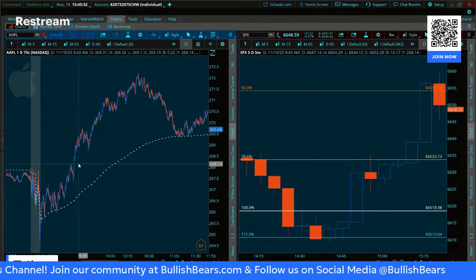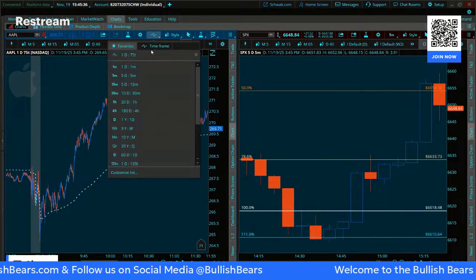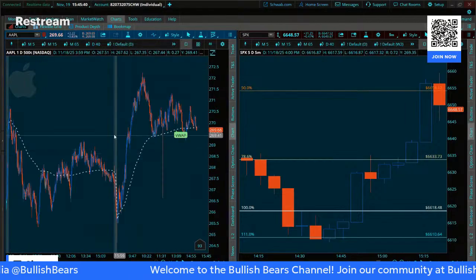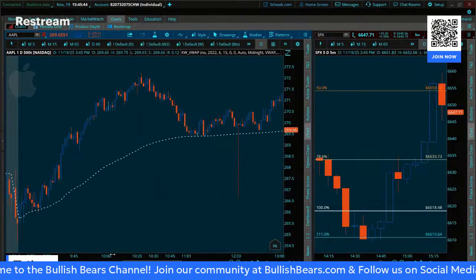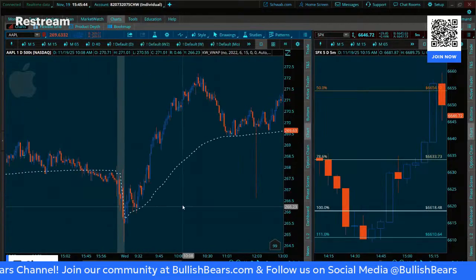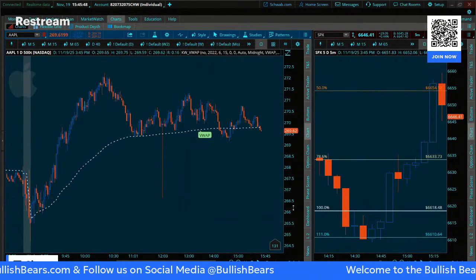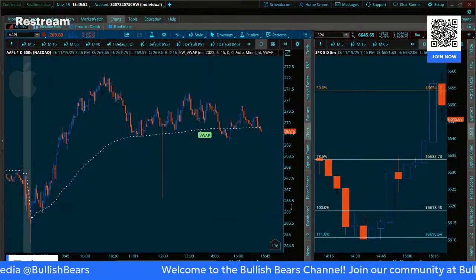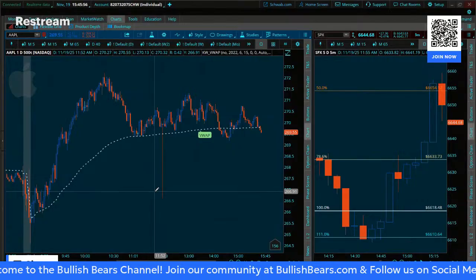So I went to Apple. 75 is way too small for Apple. So maybe a 500 tick. Yeah, that's not bad. I could live with it. Probably want to tweak it a little bit, but Apple looks good on a 500 tick. And 266.5 is a little dark pool print we may go back to.